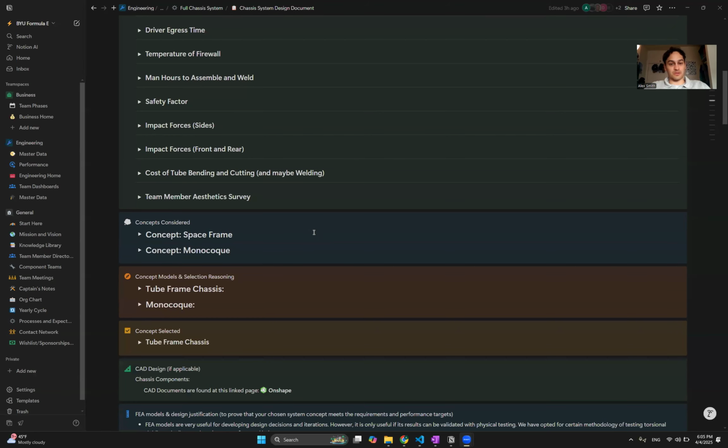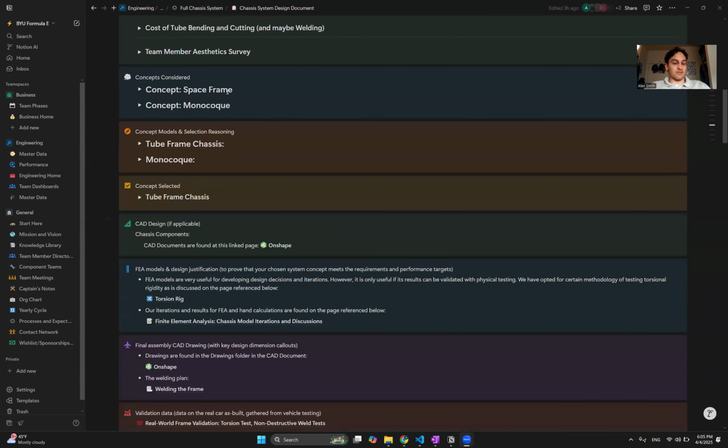So, getting back to the document here, we have our concepts considered, and this might look different for every team. So, maybe brake rotors, here is just as a silly example, instead of space frame or monocoque, maybe you're looking at round versus oval or square shaped ones. Maybe you're looking at different suspension geometries. That's all what you're doing here in Concepts Considered. This is a really early in the design stage. Well, it's not even in the design stage.